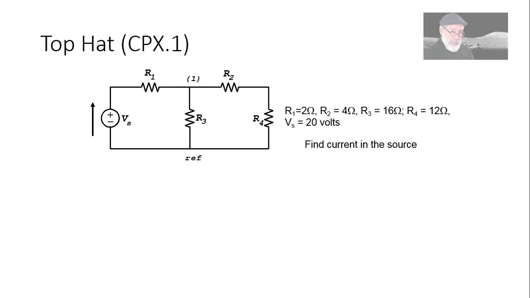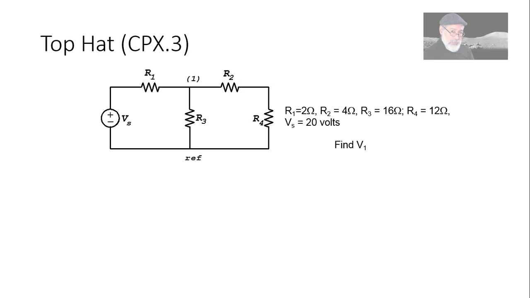Let's see. The first Top Hat question. Those are the values of the resistors, 2 ohms, 4 ohms, 16, 12, and the value of the source is 20 volts. You don't really need a calculator to tell me what is the value of the current in the source. I'll wait a few seconds and you come up with an answer, right? Those of you in my classroom will be asked this question in Top Hat for grades. Second question, same circuit. What is the power absorbed by the source? Mind the sign. I'm asking for the power absorbed by that source in watts. Third Top Hat question.